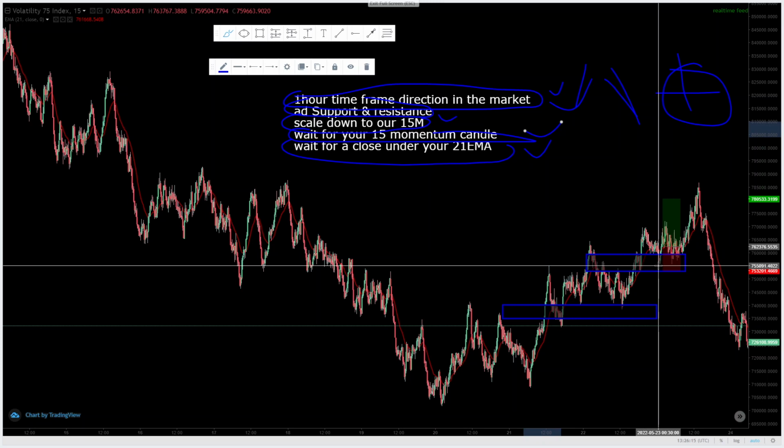So now I'm telling you guys to go through and backtest this strategy. Backtest this strategy and let me know in the comments your results. Because I know your results will be crazy, guys.